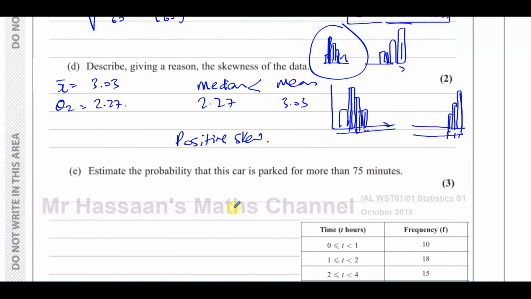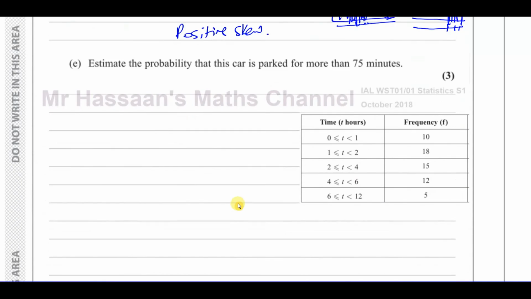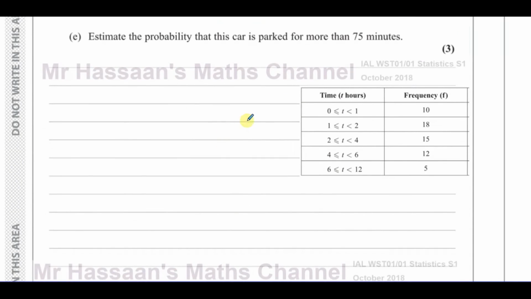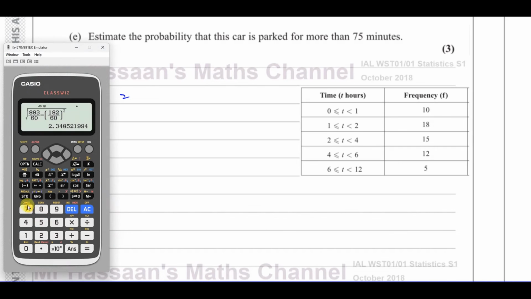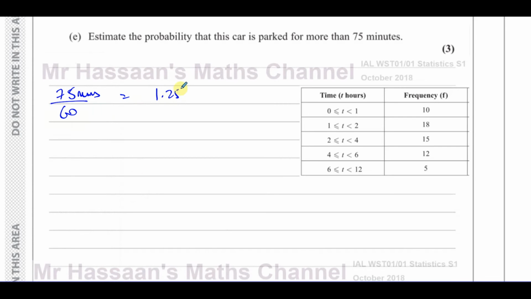Then it says, estimate the probability that this car is parked for more than 75 minutes. Okay, so for 75 minutes, we first have to work out what that is in terms of hours, because this is in terms of hours. So you've got 75 minutes divided by 60. That gives us 75 divided by 60, which is 1.25 hours.